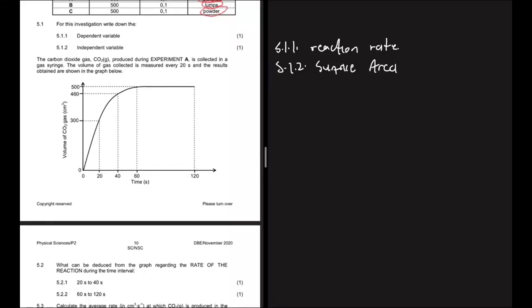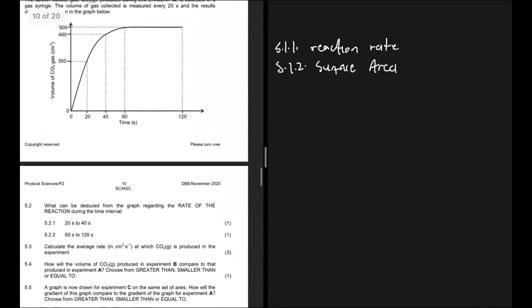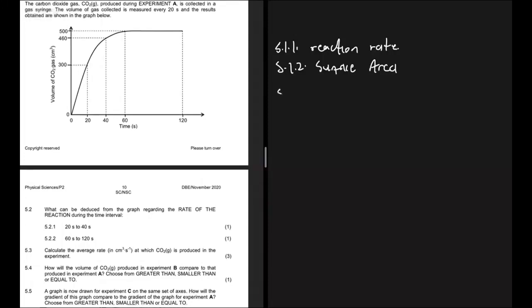And then it goes on to say the carbon dioxide gas, CO2, produced during experiment A is collected in a gas syringe. The volume of gas collected is measured every 20 seconds, and the results obtained are shown in the diagram below. And then we can see the diagram clearly. And then we have 5.2 and 5.2.1. 5.2.1 says what can be deduced from the graph regarding the rate of the reaction during the time interval 20 seconds to 40 seconds.